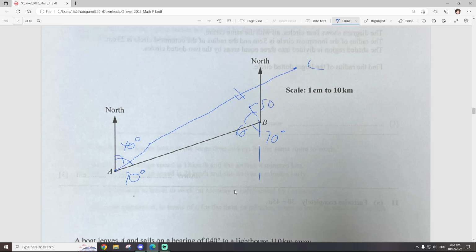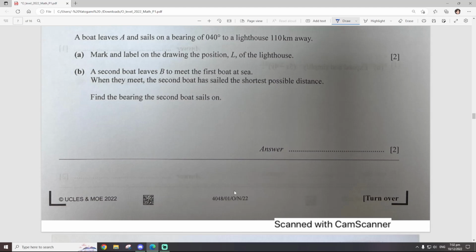Okay, but you can see that to get the bearing, we have to go one round clockwise, right? And therefore we should do 360 degrees minus that. So 360 degrees minus 50 degrees is 310 degrees. Okay.